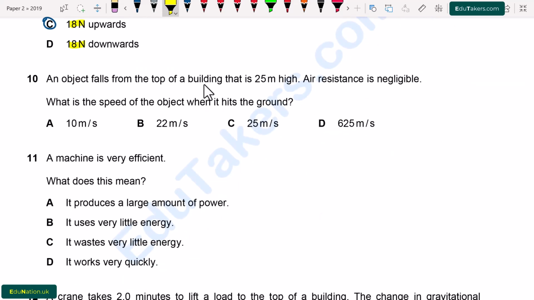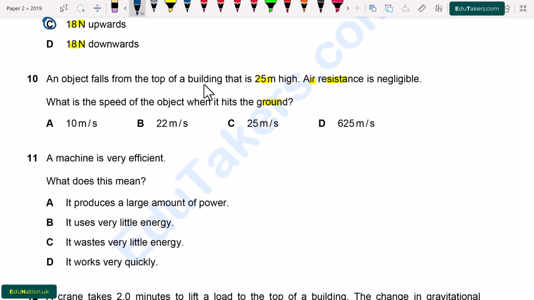Question number 10. An object falls from the top of a building that is 25 meters high. Air resistance is negligible. What is the speed of the object when it hits the ground? First of all, we have an object dropped from a height of 25 meters. It loses its gravitational potential energy because the potential energy is associated with the height, and all of the potential energy that it lost is converted into kinetic energy.